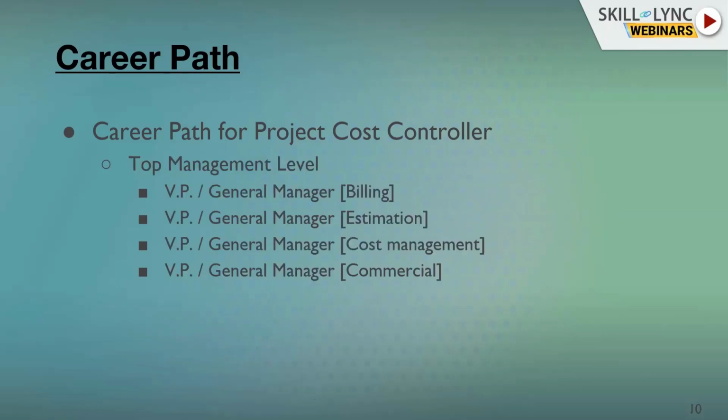Now for the top manager, this is the top management who drives the company. The project cost control, when it goes upwards in the organization structure, reaches the vice president or general manager of billing, estimation, cost management, commercials, or sometimes we call them head of the department for billing, estimation, cost management, commercial.